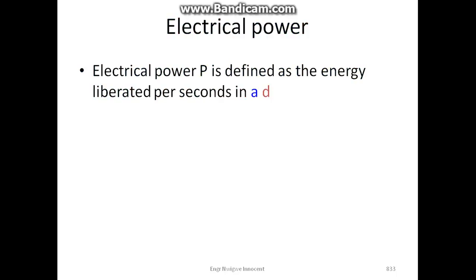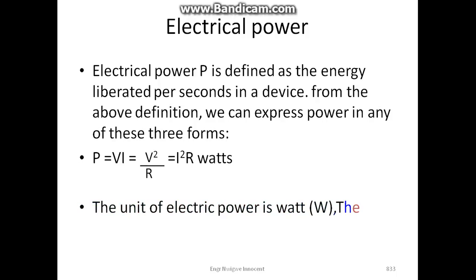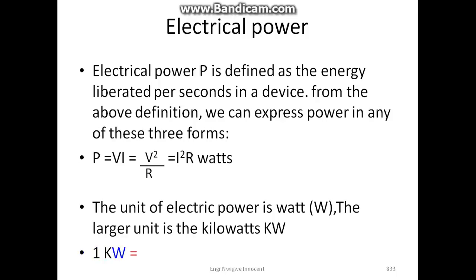Electrical power. Electrical power, P, is defined as the energy liberated per second in a device. From the above definition, we can express power in any of these three forms. Capital P equals VI, which equals V squared over R, which equals I squared R, in watts. The unit of electric power is the watt, capital W. The larger unit is the kilowatt, kW. 1 kilowatt equals 10 raised to power 3 watts.